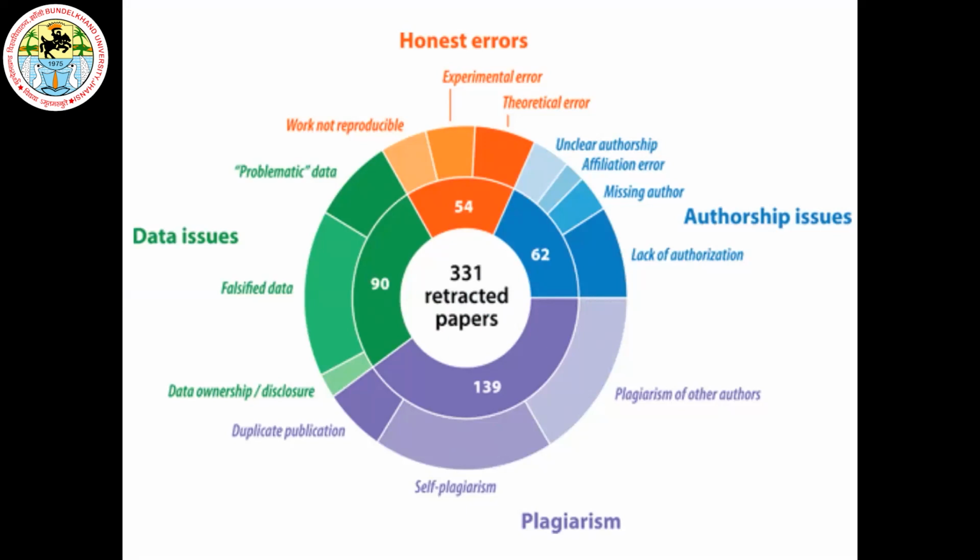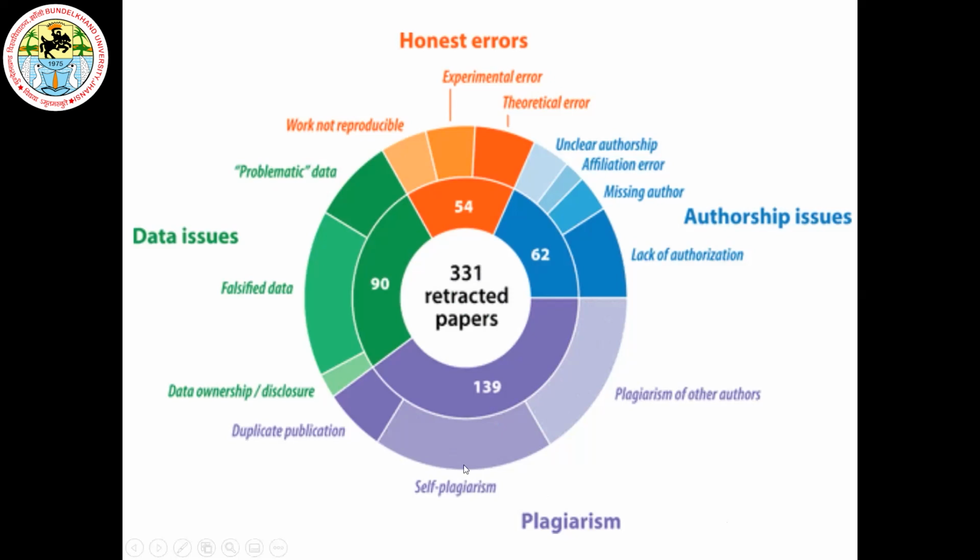Now it has been analyzed, out of these 331 retracted papers, what were the reasons? You can see the reasons are shown here behind the retraction of these 331 papers. The major one: out of 331, 139 papers were retracted because of plagiarism. So now you can say there is data to indicate that plagiarism is a major type of publication misconduct.